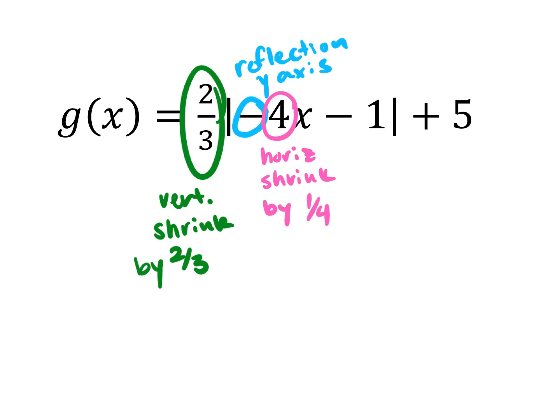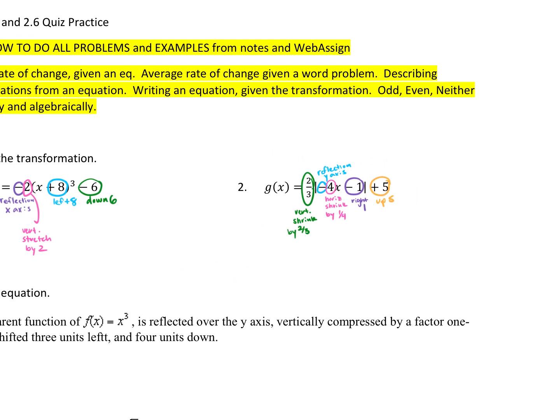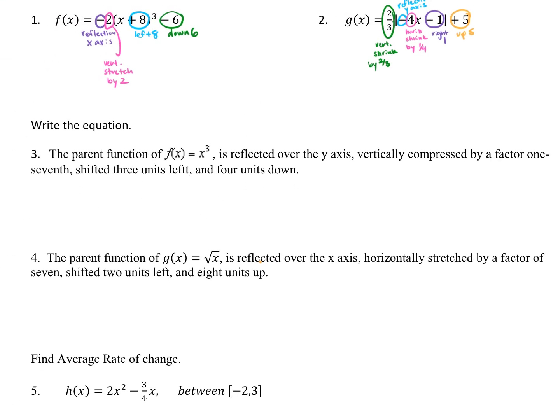So remember, if it's horizontal, it's always the opposite of what you think. So if it's a number bigger than 1, it's going to be a shrink. And you always take the reciprocal of it. So horizontal, you take the reciprocal. What about if we subtract 1 on the inside? Right 1. And add 5 on the outside? Up 5. So let's look at the next part. I'm going to go to number 4.